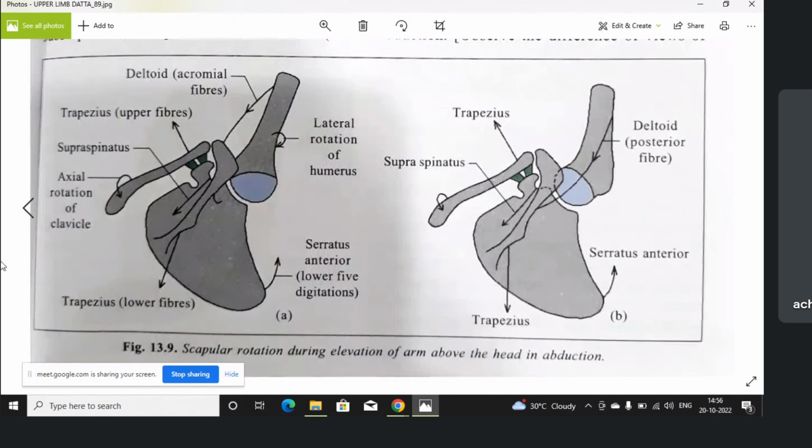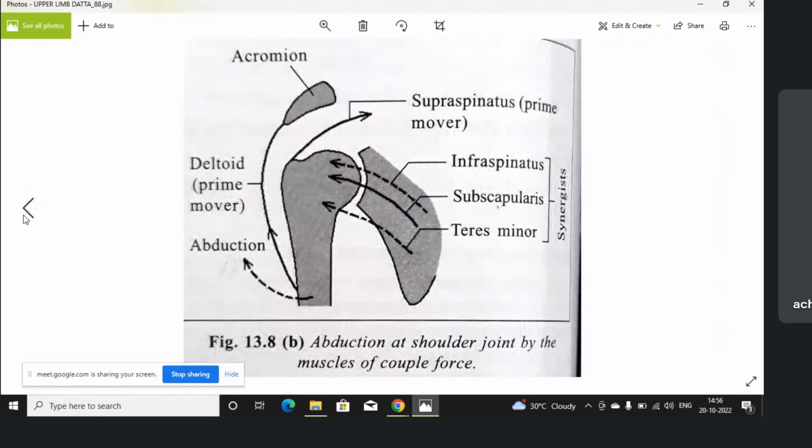Next, movements of the shoulder joint. Flexion. What is meant by flexion? Decreasing the angle between the two bones. What is meant by extension? Increasing the angle. We write the same here; for flexion add 2 lines, and for extension add 2 lines.